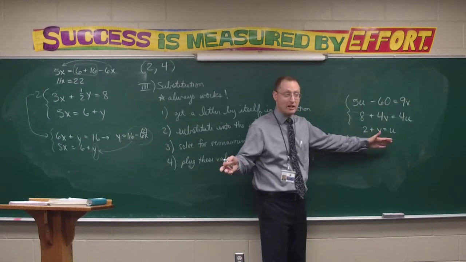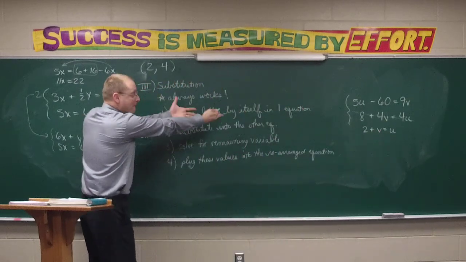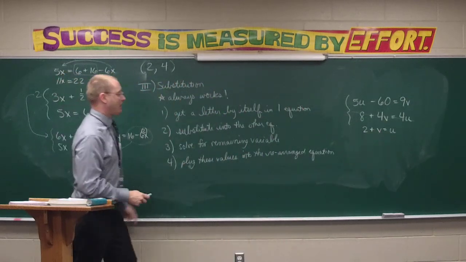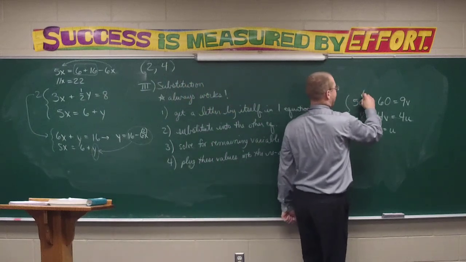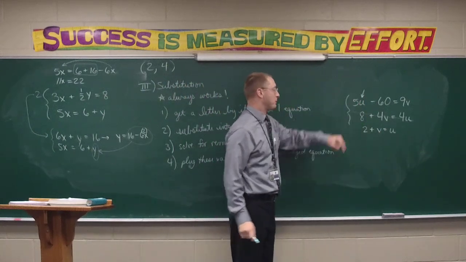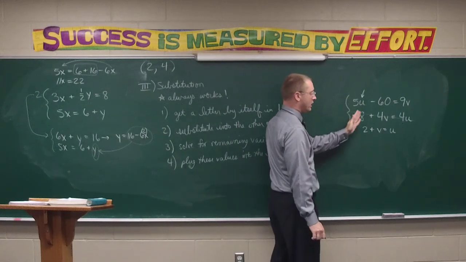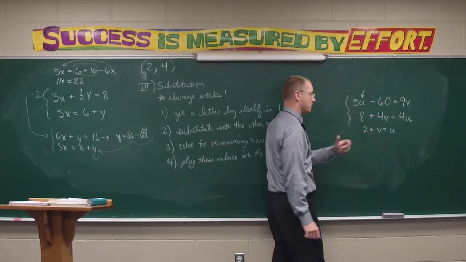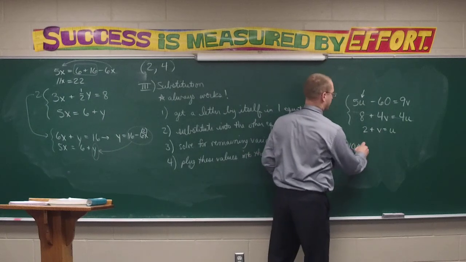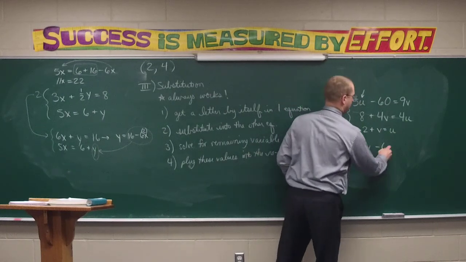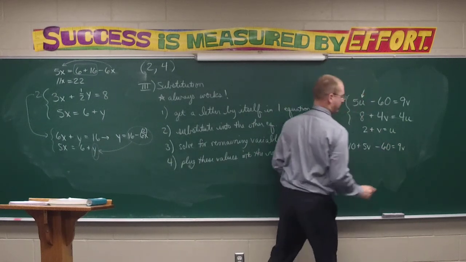And look what we got. We got a letter by itself. So I'm going to substitute. Right here where it says u, class, what am I going to write? 2 plus v. Let's see if we can distribute at the same time. It's going to be 5 times the quantity 2 plus v. In other words, class, 10 plus 5v minus 60 equals 9v.